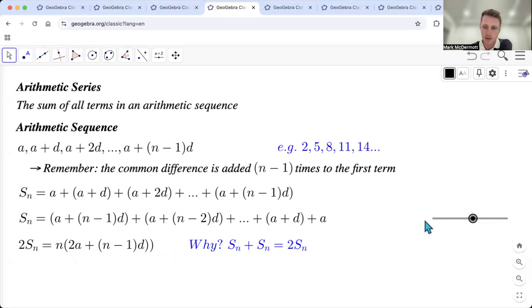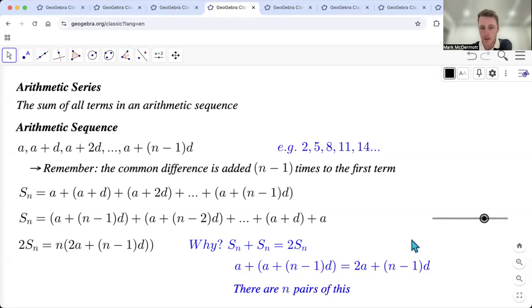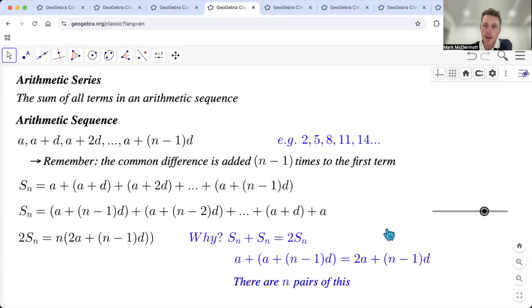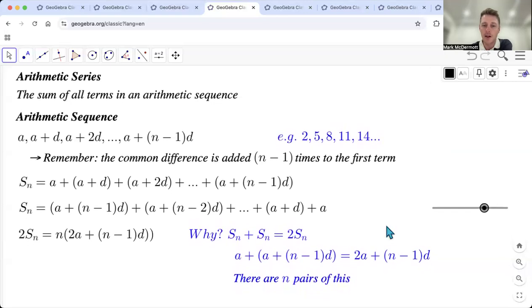So if we look at the right-hand side, let's see if we can make some sense of it. We're taking this term here, a, and adding it to a plus n minus 1 d. We're adding the smallest term to the largest term, so that gives us two groups of a plus n minus 1 d. Think about how many pairs of those there are. I think you would agree there are n pairs. You're going to add this to this, and then this to this, and so on, so there's going to be n pairs going on.